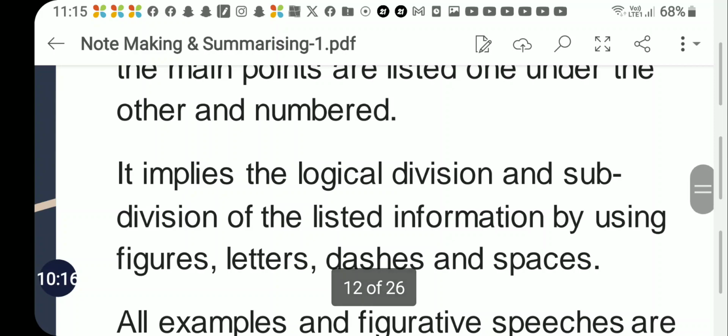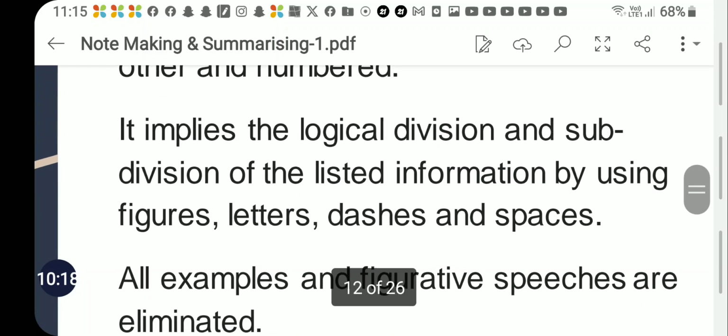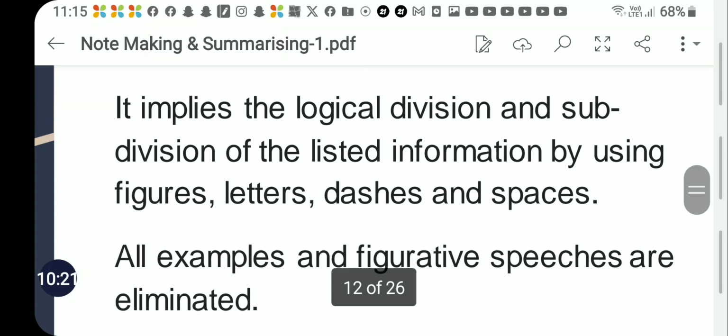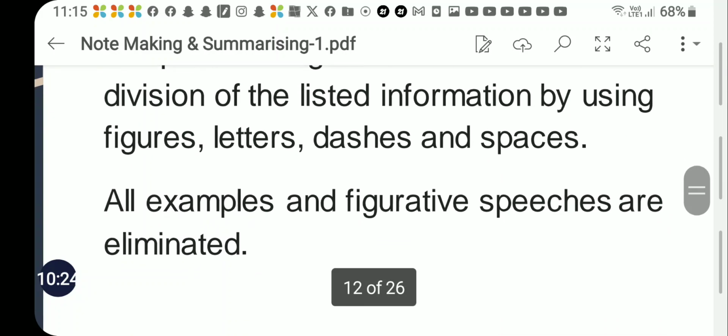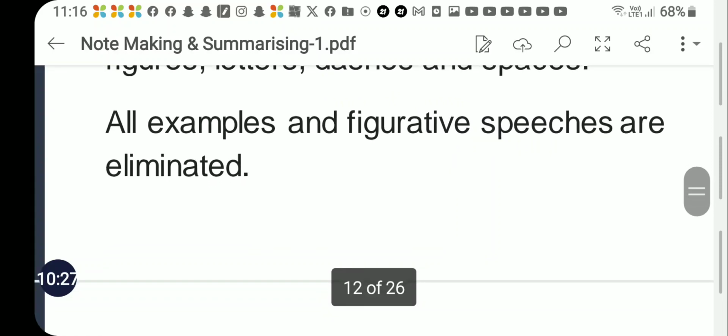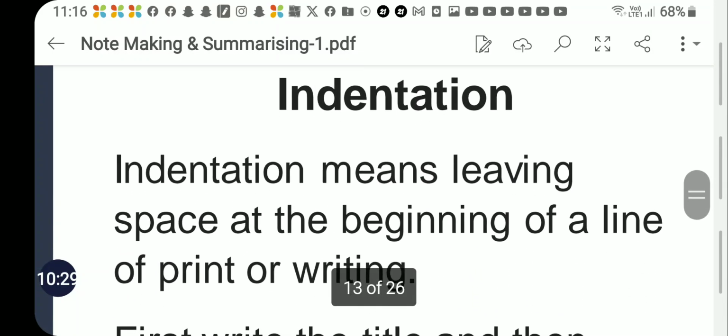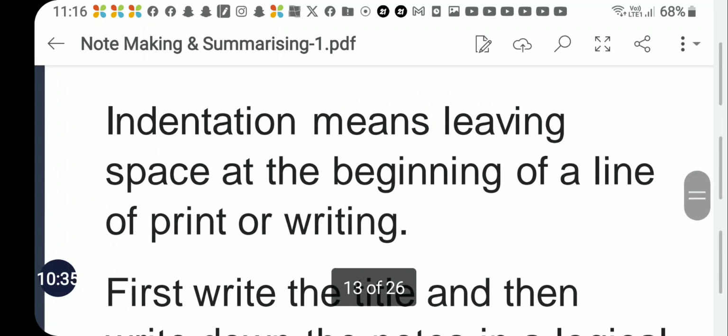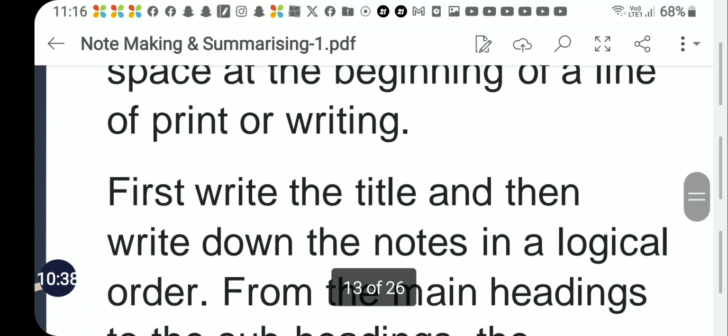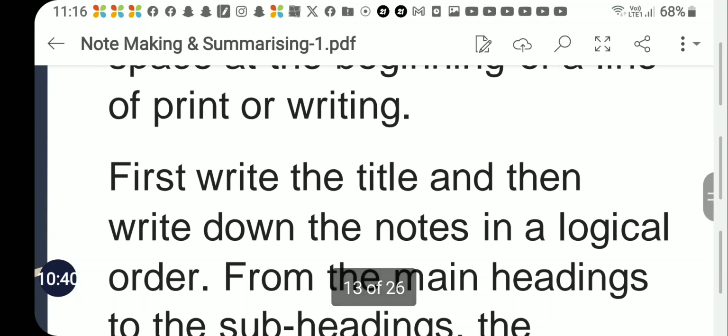It implies the logical division and subdivision of the listed information by using figures, letters, dashes, and spaces. All examples and figurative speeches are eliminated. Indentation, a very important part. Indentation means leaving space at the beginning of a line of print or writing. Whenever you write, always leave space so that it becomes easier for you to understand what note or what point you have written and elaborated, right?